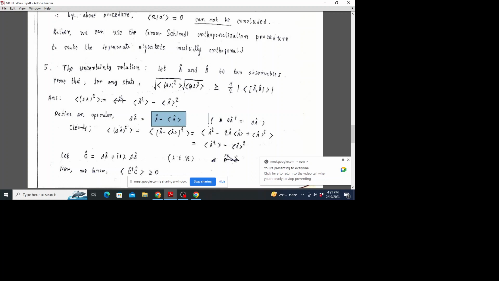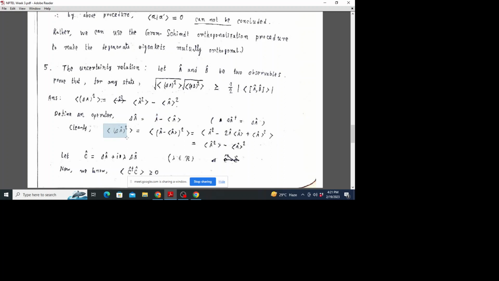And you see, if A is Hermitian, then this delta A operator will also be Hermitian, because this is just a number. So this is actually the expectation value multiplied by the identity operator. So this is just a number, which is of course Hermitian, and A is also Hermitian. So that means delta A is a Hermitian operator.